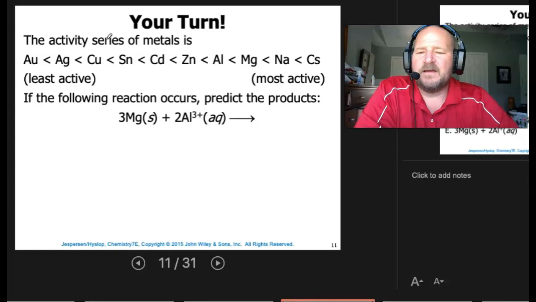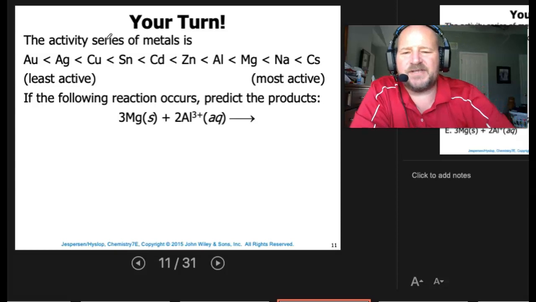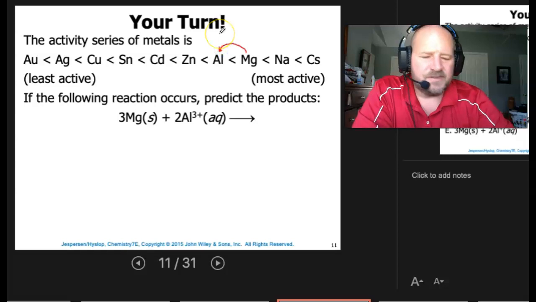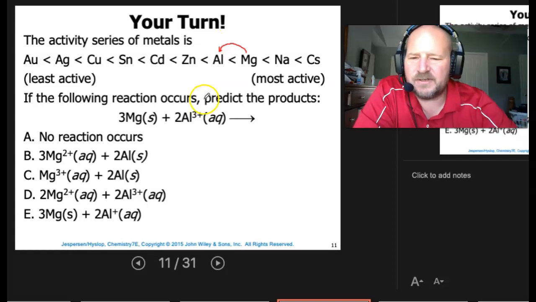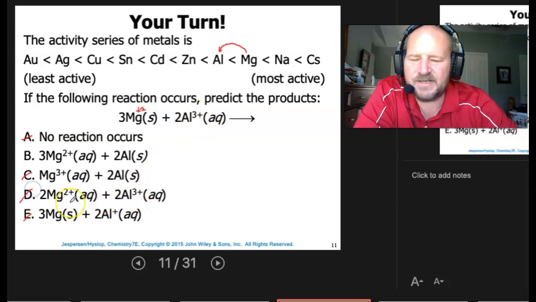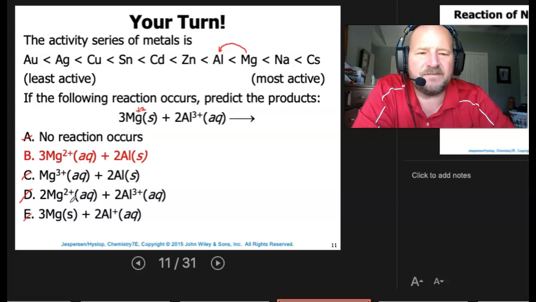All right. So if the following reaction occurs, predict the products. So magnesium replacing aluminum. And so now we know the things above, they can replace the things below. So we do believe this reaction will occur. Now what will happen? Well, magnesium we know is going to be +2. So let's see, we know it can't be C, we know it can't be A, we know it can't be E, because magnesium has to go to +2. The aluminum has to go to 0. It can't remain a 3+. That gets rid of the D, which means our answer should be B. And of course, we could balance it and finish that off.